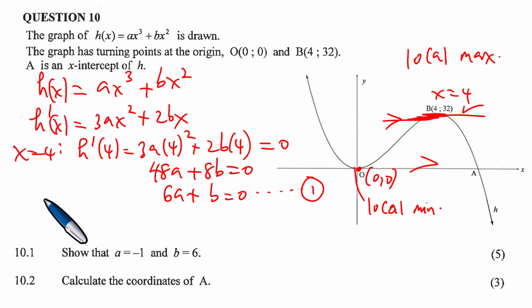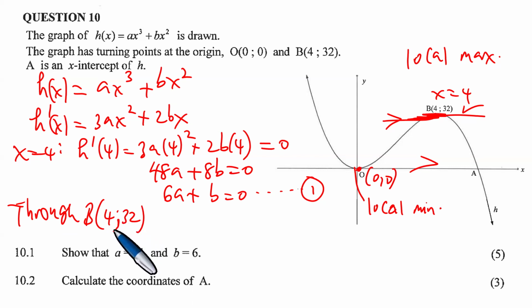Let us say this graph passes through B. B has the coordinates 4 and 32, so you have x and y. At this point, you can substitute the x and y into this equation, h of x, which is the original equation the examiner gave.